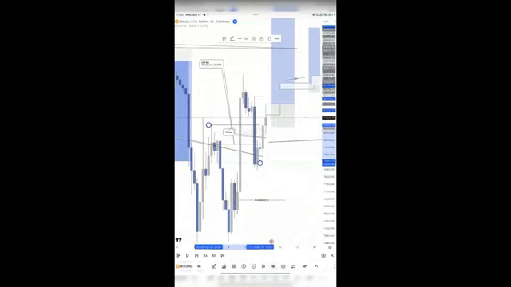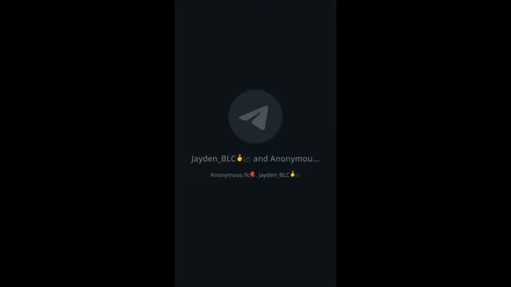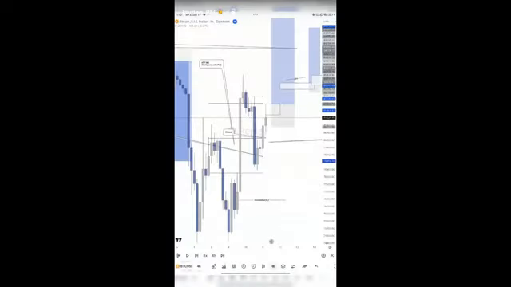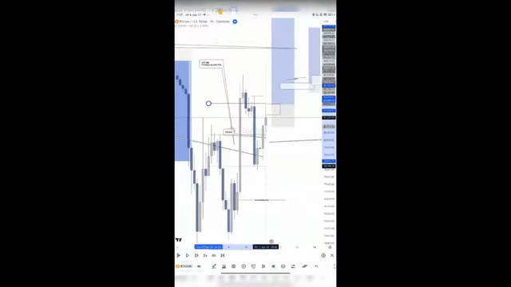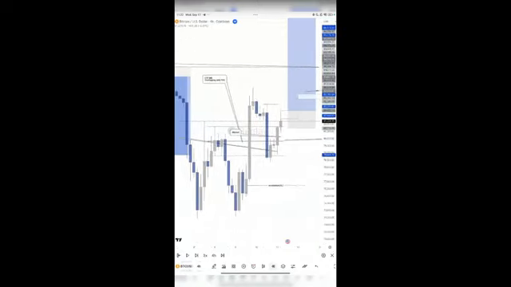Okay, thank you. So we had this thing here, a 4 hour fair value gap. Right, we have a 4 hour fair value gap, but we had a mitigation block also. So on the change of character, this is the change of character on the 4 hour.